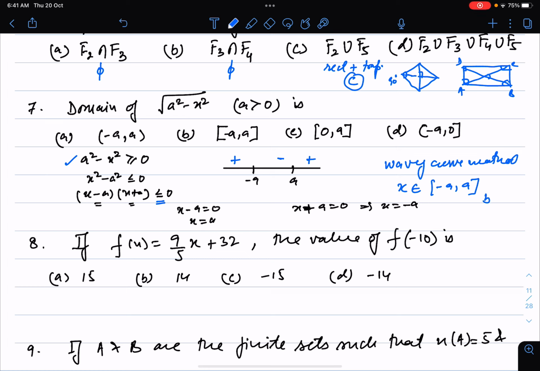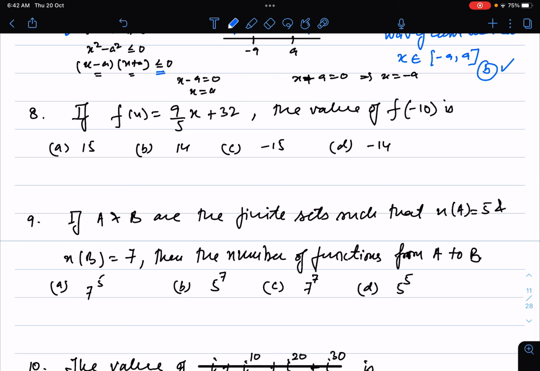Now coming to question number 8. If f(x) is equal to 9 divided by 5 into x plus 32, find the value of f(-10). This is an easy question. You just have to plug in the value minus 10 in place of x and find out the answer. So minus 18 plus 32, and the answer is 14. So B is the correct option.